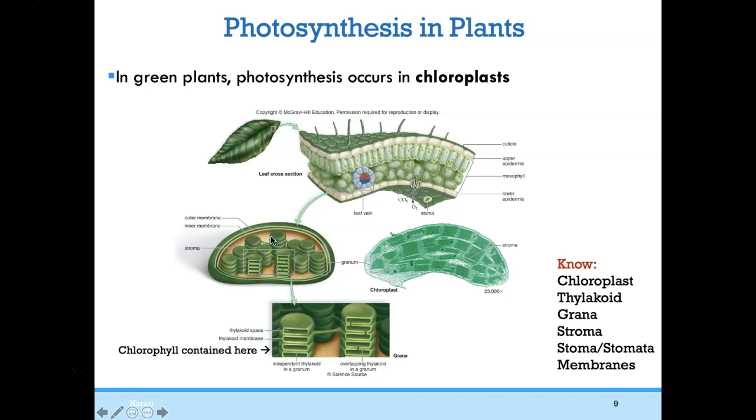Outside of the thylakoid is called the stroma. So the space outside the thylakoid is called the stroma. Something that sounds like stroma but is completely irrelevant are these stoma. A stoma is a little pore on the undersides of leaves, and we'll talk about why that's important. But you should know these terms. As far as plant cell anatomy goes, you should understand what a thylakoid is, grana, stoma, stroma, and understand the membranes of a plant cell and of a chloroplast.